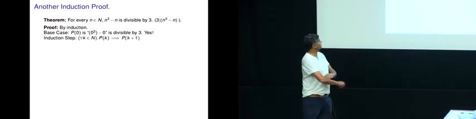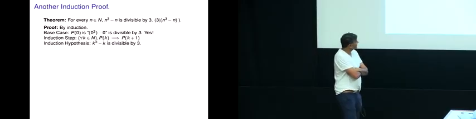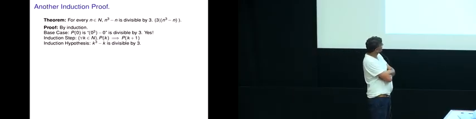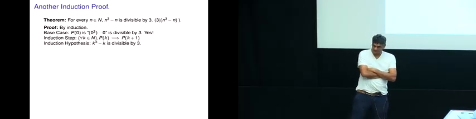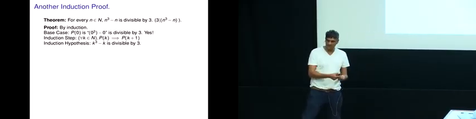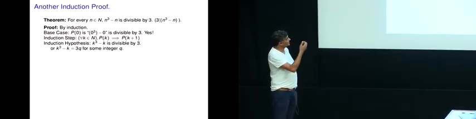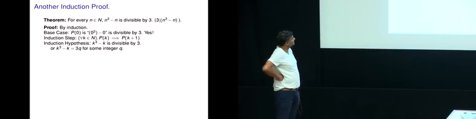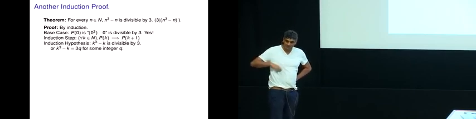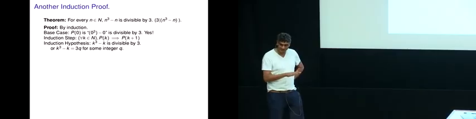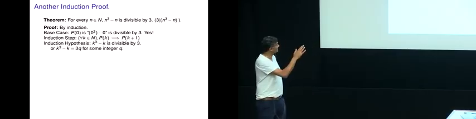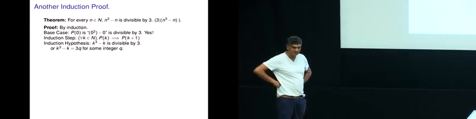For all k, P of k implies P of k plus 1. The induction hypothesis is that we start with a k, so it says k cubed minus k is divisible by 3. That's what the induction hypothesis says. I'm just plugging in k for n. Now I'm going to use our definition of divisible: k cubed minus k is 3q. When we write proofs, it's often convenient to have equalities. So now we have this fact. That's what divisible means.